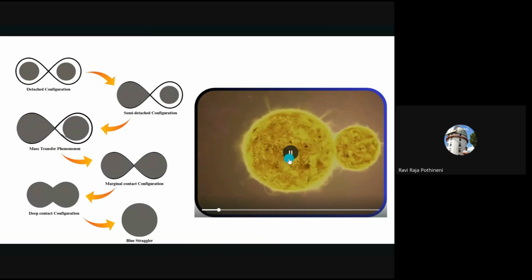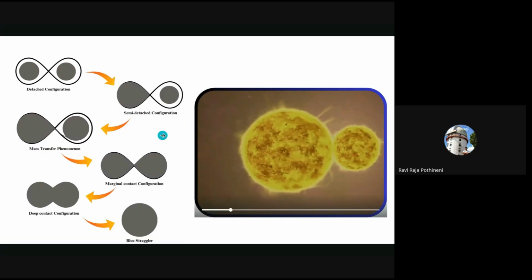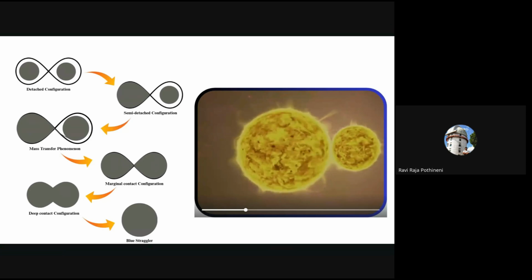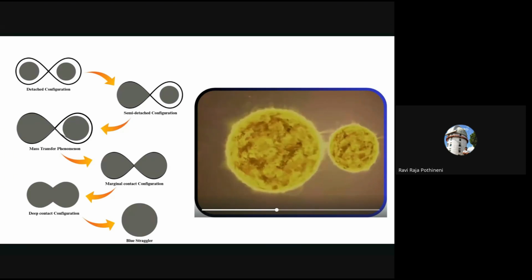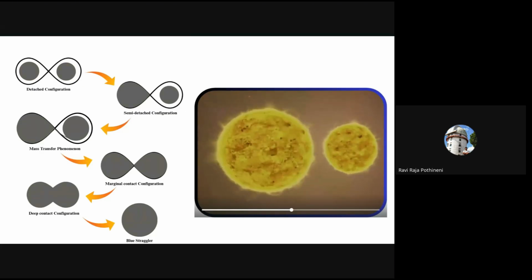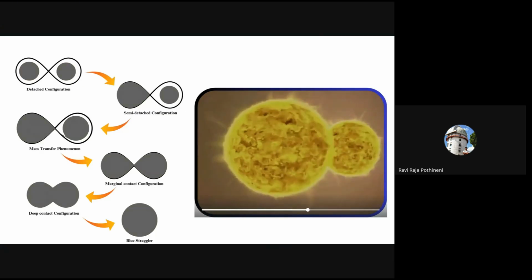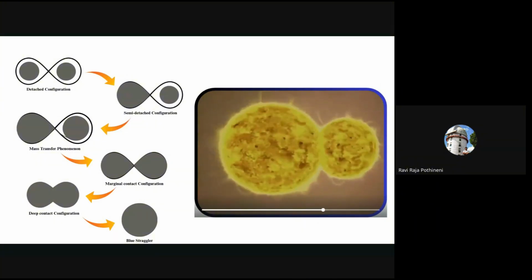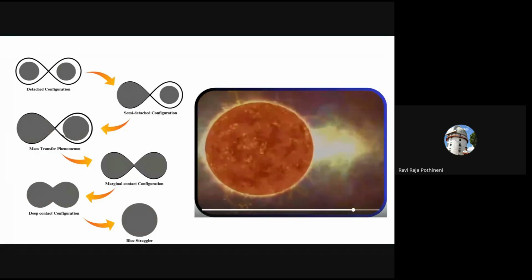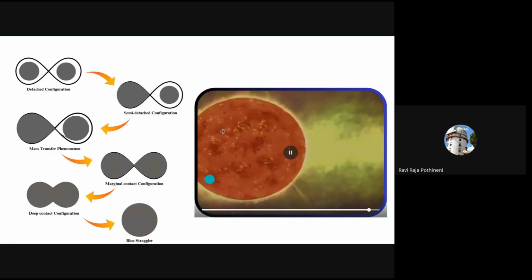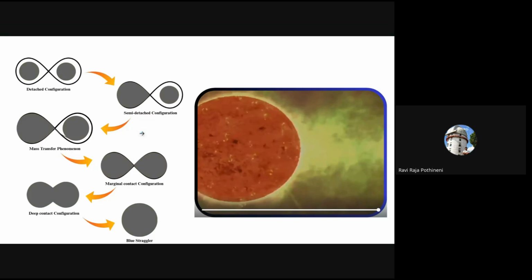This graphic also shows a similar feature. Here there are two stars, solar type stars. Over a period of time, one of them evolves and transfers its mass, and slowly they come in contact with each other. They merge into a single star. And don't forget, whatever simulation I am showing you here, this does not happen in a single day. This whole thing will take millions and billions of years.